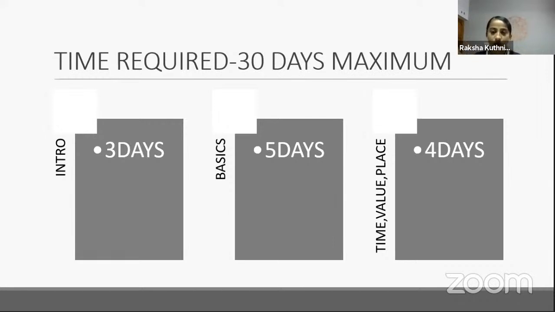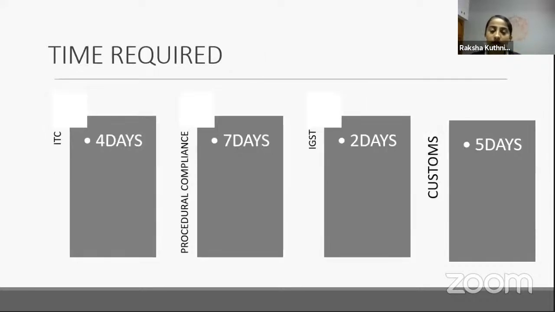Next, time, value and place. Here you have some things to remember. As I told you, it's a memory based chapter. So again, you take around 4 days. Not much, 4 days should be totally sufficient. Next, ITC chapter, input tax credit chapter, again 4 days.